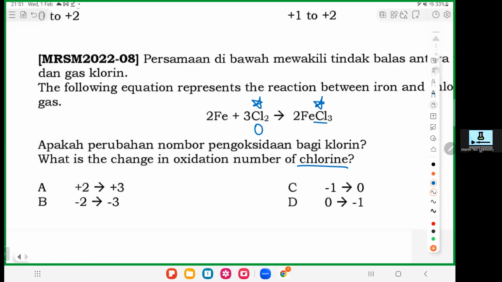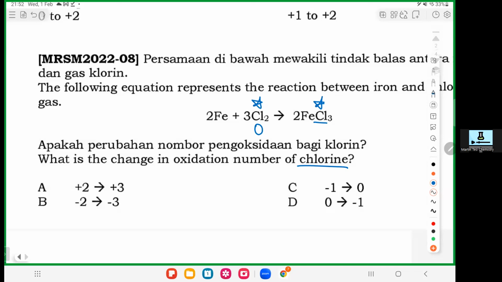-1. Cheng Yi, not 1 minus, -1. 1 minus is the charge. Oxidation number is -1. Remember, for oxidation number, the sign must come in front of the number. So please don't mess up charge and oxidation number. Is it okay, Cheng Yi?